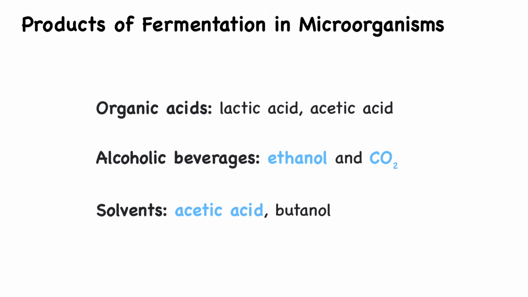Common fermentation products include lactic acid, produced by lactic acid bacteria such as Lactobacillus, ethanol and carbon dioxide produced by yeast, as well as solvents such as acetic acid and butanol. These products can affect the surrounding environment by lowering pH or producing gas, and may have important roles in food production, human health, and industrial processes.